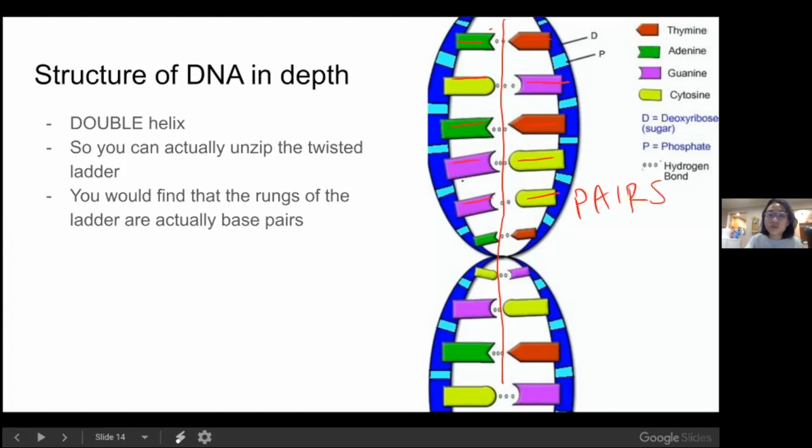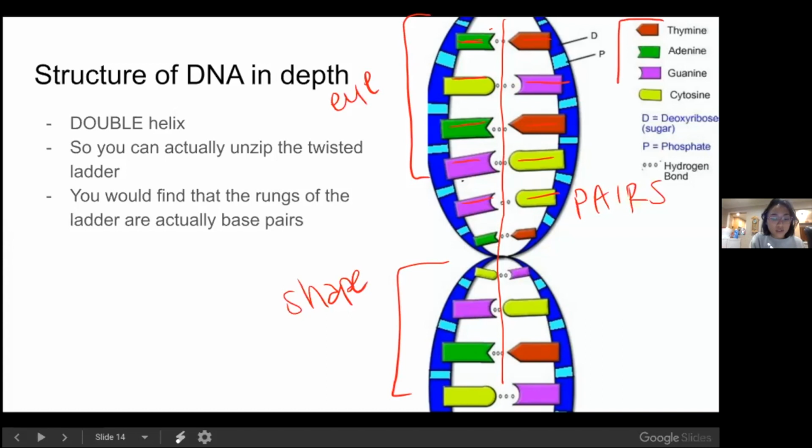And this is important because different combinations and different sequences of these pairs tell your body what's going to happen. So for example, this little section of different pairs might tell you about the color of your eyes. And then this section might tell you the shape of your eyes. So these combinations that we're going to talk about are very, very important to how that blueprint is constructed.